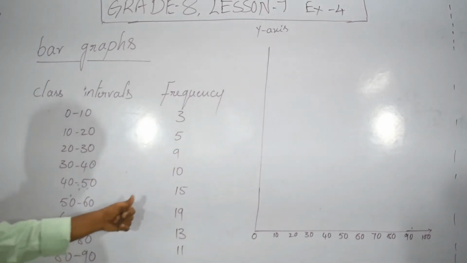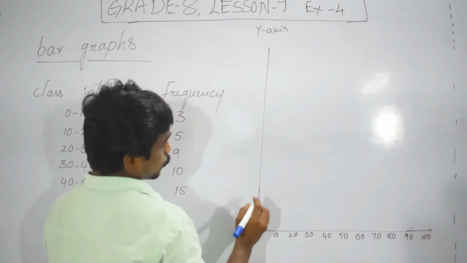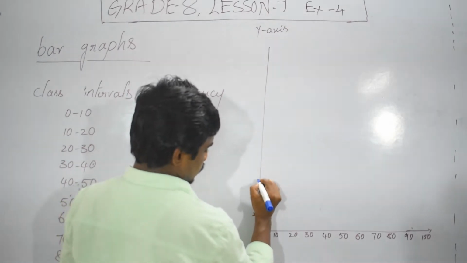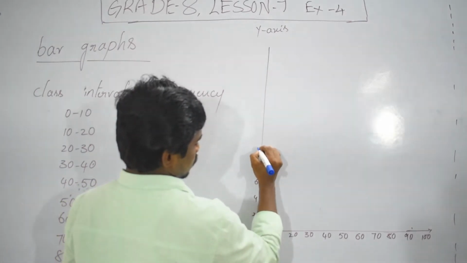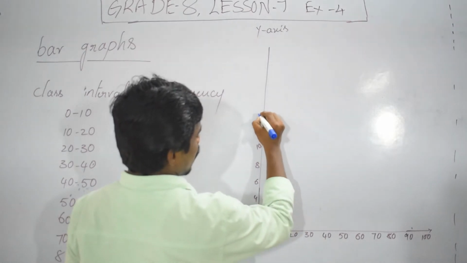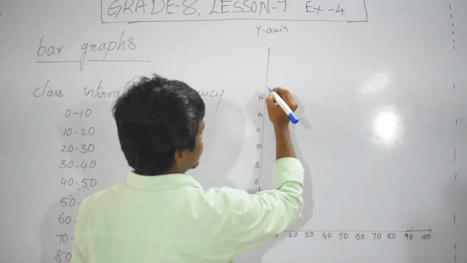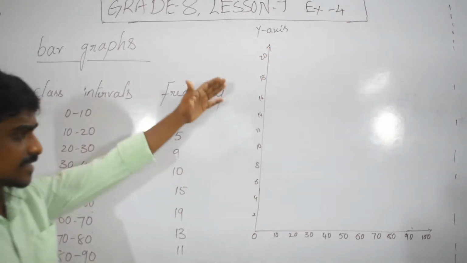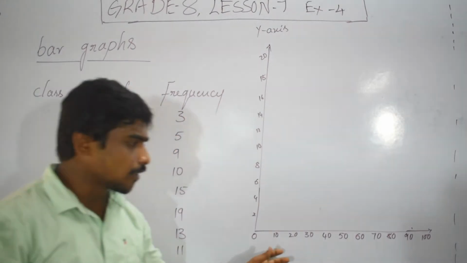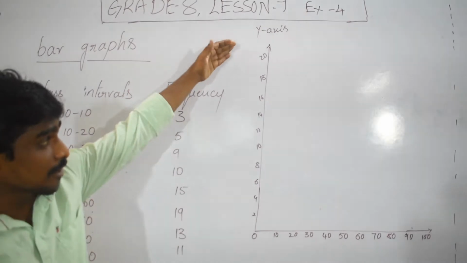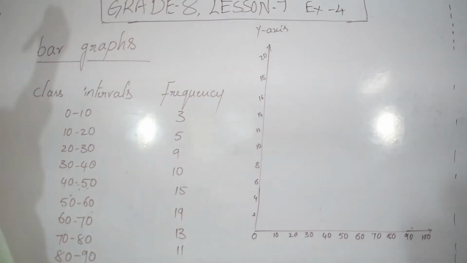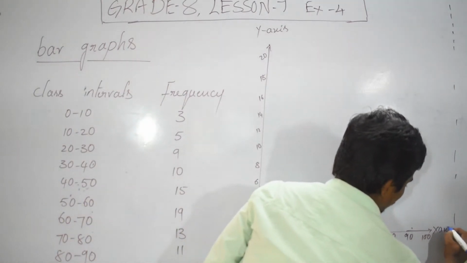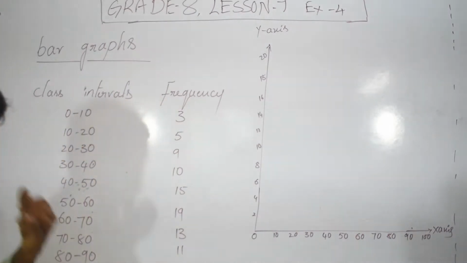Now frequency. Here see, take 2, 4, 6, 8, 10, 12, 14, 16, 18, 20. On the y-axis we are taking frequency. On the x-axis we are taking class intervals. Now we are using the bar graph.